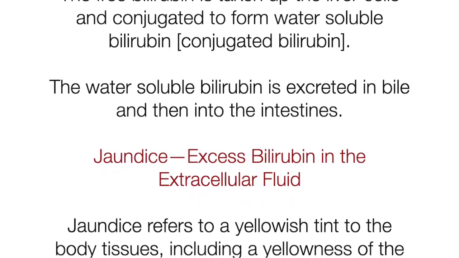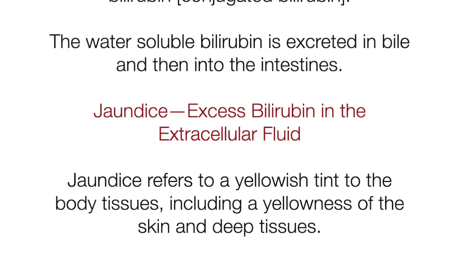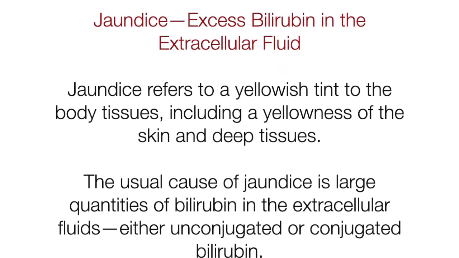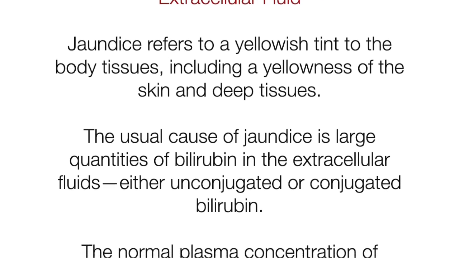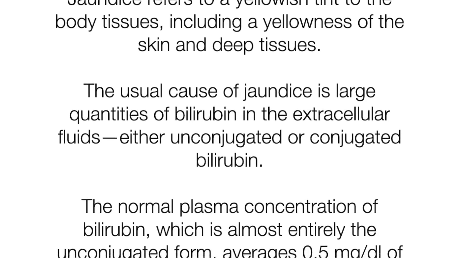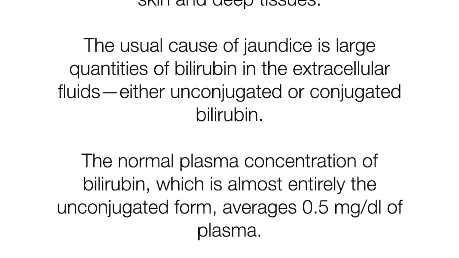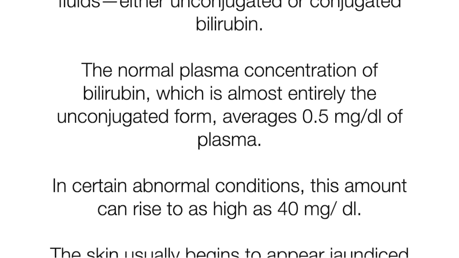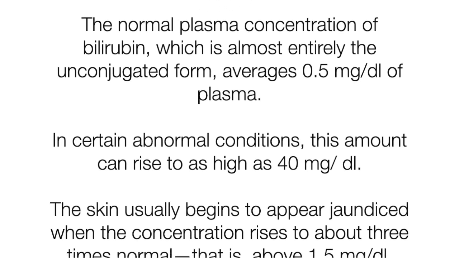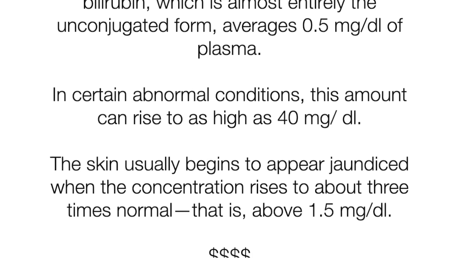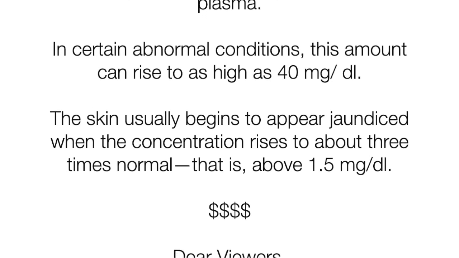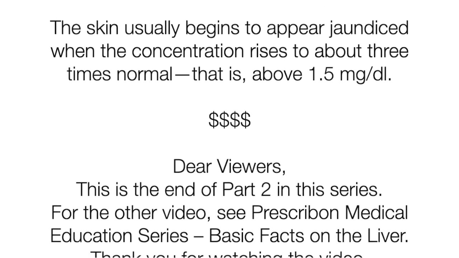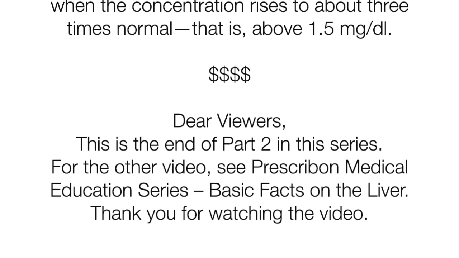Jaundice. Excess bilirubin in the extracellular fluid. Jaundice refers to a yellowish tint to the body tissues, including a yellowness of the skin and deep tissues. The usual cause of jaundice is large quantities of bilirubin in the extracellular fluids, either unconjugated or conjugated. Bilirubin. The normal plasma concentration of bilirubin, which is almost entirely the unconjugated form, averages 0.5 mg per deciliter of plasma. In certain abnormal conditions, this amount can rise to as high as 40 mg per deciliter. The skin usually begins to appear jaundiced when the concentration rises to about 3 times normal, that is about 1.5 mg per deciliter.